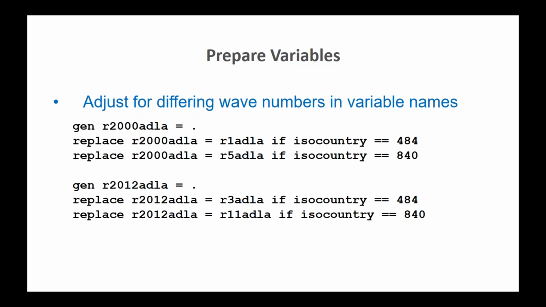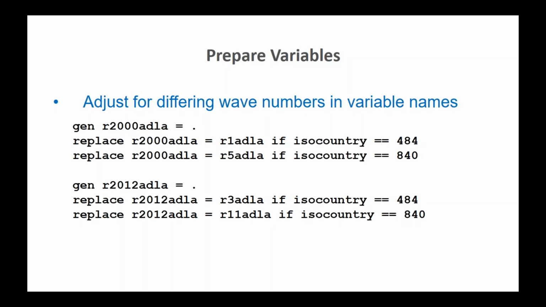So the first thing we're going to do is make a variable called R2000 ADLA. And so we know that if they're from the MHAS, meaning they have the country code of 484, we're going to take the values and give it to them from the variable R1 ADLA. And if the respondents are from the US, meaning their country code is 840, we'll give them the values from the variable R5 ADLA.